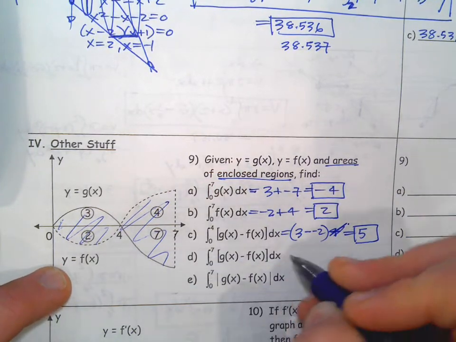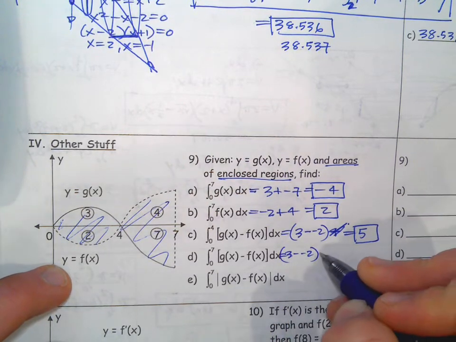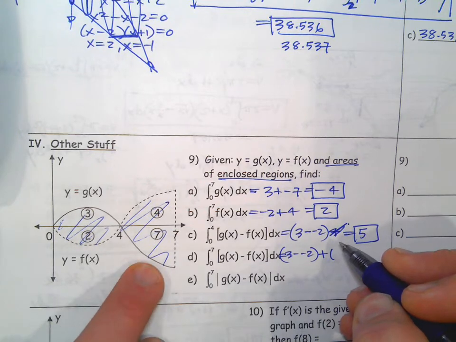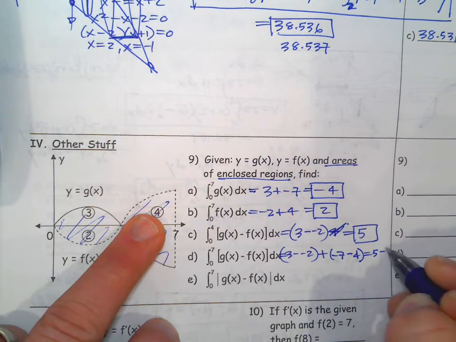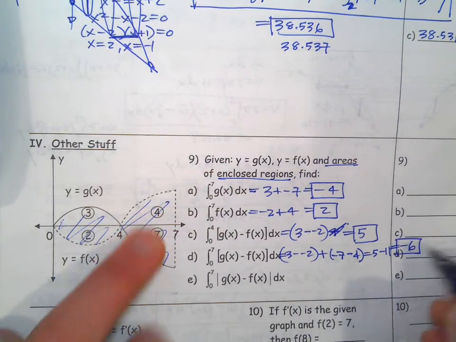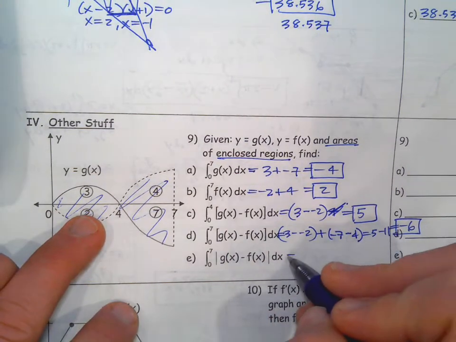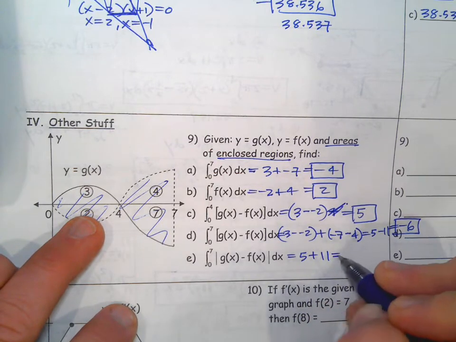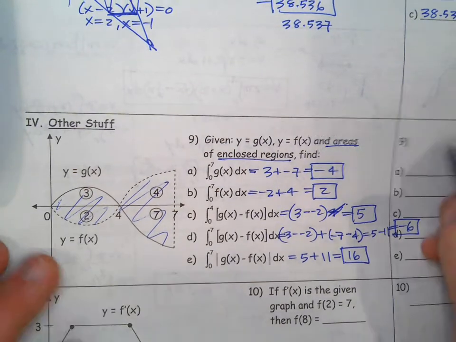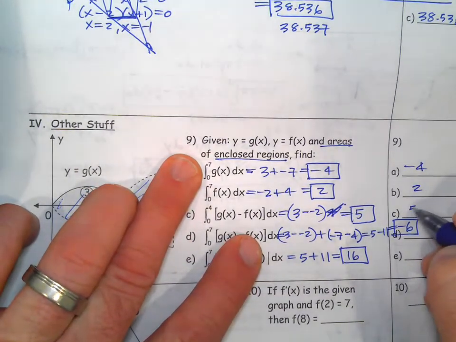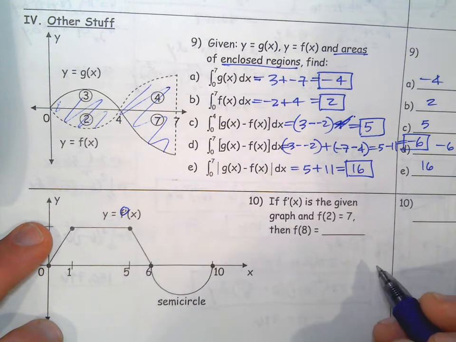Now g minus f for the whole thing, well, you're going to get 3 minus negative 2 for the first chunk. And the next chunk, g is down here, so it's going to be negative 7 minus positive 4. So it's going to be 5 minus 11 is negative 6. And then the absolute value of g minus f, well, that's just going to give you the area between them, and it's going to force it to be positive. So it's going to be 16. So a little bit of definite integral stuff.